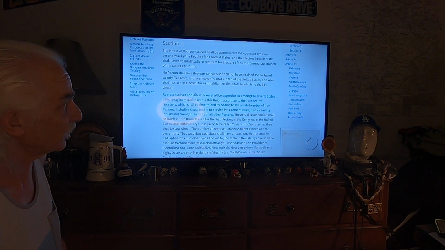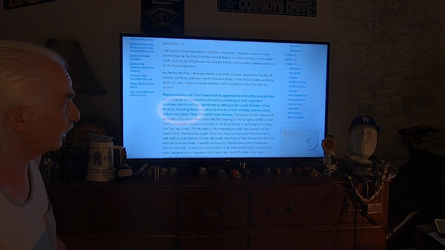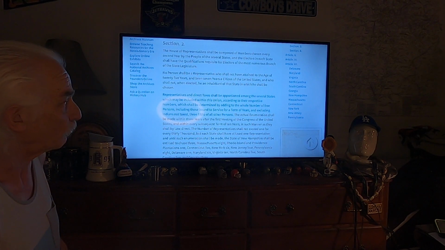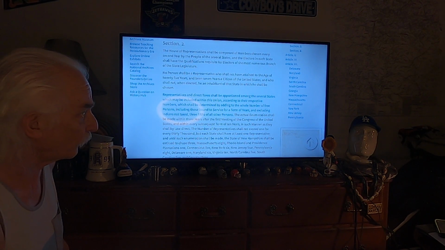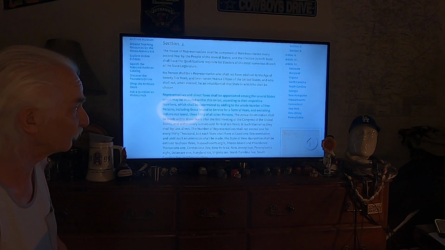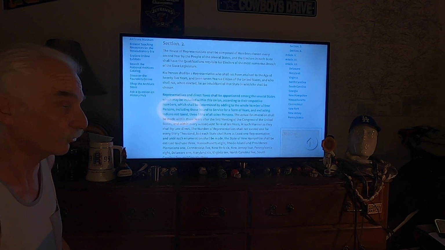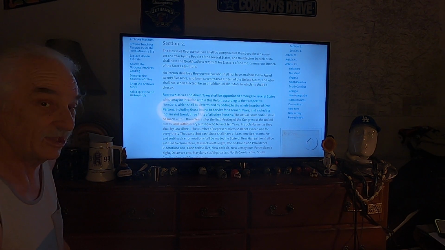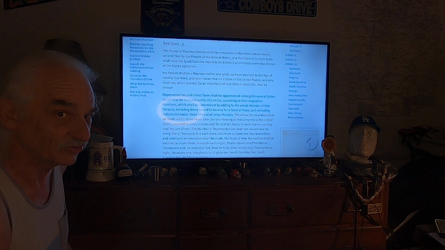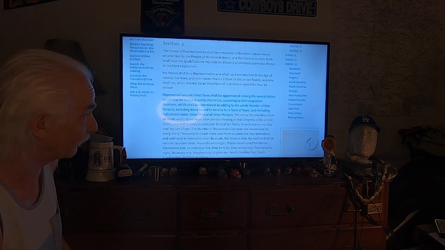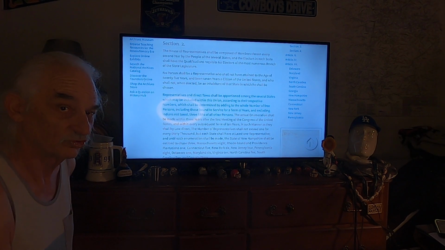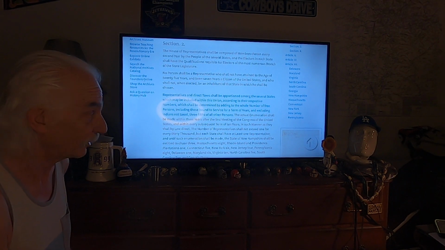Representatives and direct taxes shall be apportioned among the several states which may be included within this union, according to their representative numbers, which shall be determined by adding to the whole number of free persons, including those bound to service for a term of years, that means indentured servants, and excluding Indians not taxed. Notice this, Native Americans are left out. 3/5 of all other persons. Those all other persons are slaves. This is the 3/5 compromise.